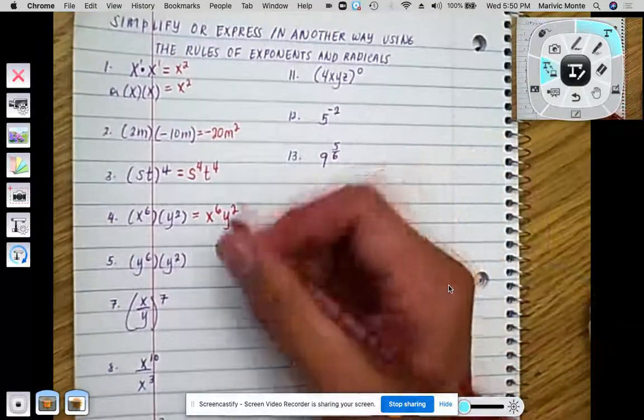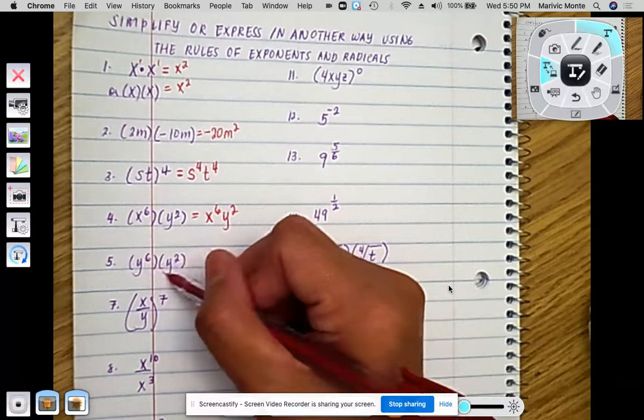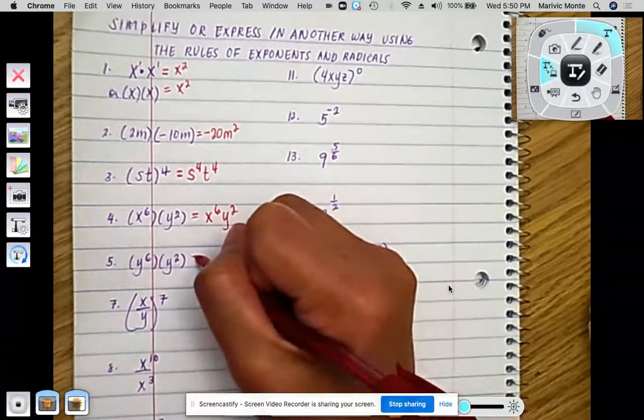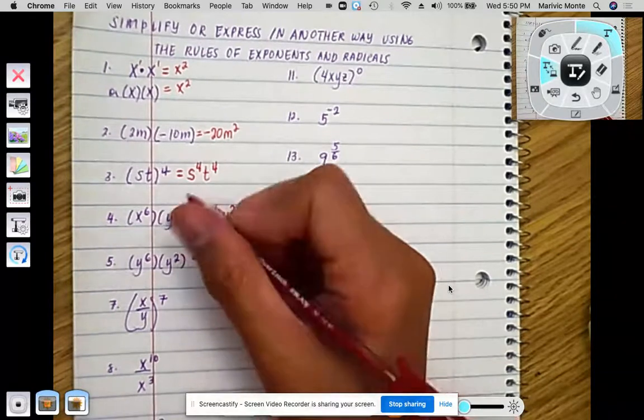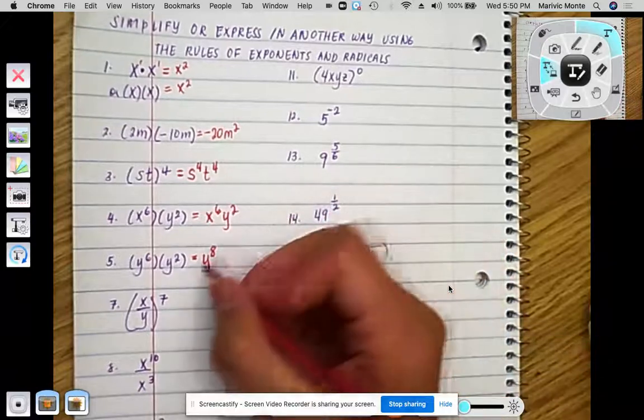And this one, you have the same base, the same variable, so you simply add the exponents, the exponents 6 and 2. So 6 plus 2 is 8, so you say y raised to the 8th power.